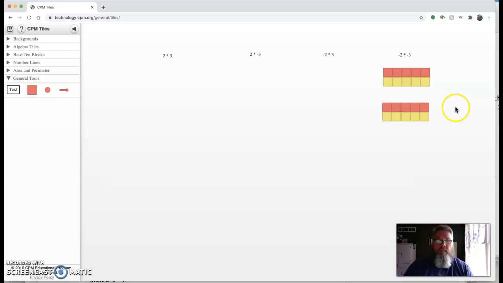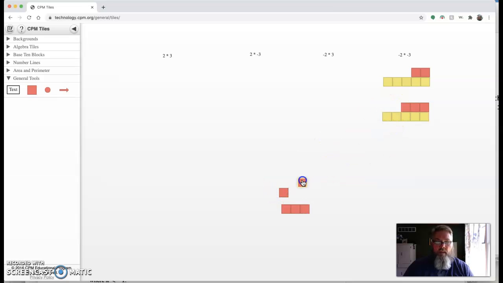So now I've got -2 times -3. Now what does this mean? This means take off 2 groups of 3 negatives. So notice I'm starting with 0. Okay, I need to take off 2 groups of 3 negatives. I'm going to take off 3 negatives from up here. 1, 2, 3. There's 1 group of 3 negatives. Let me take off another group of 3 negatives.